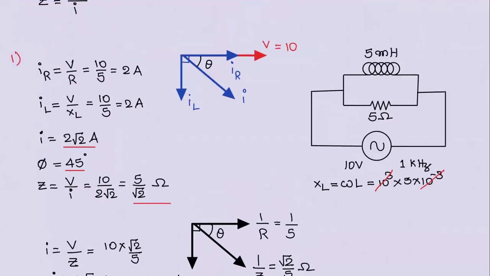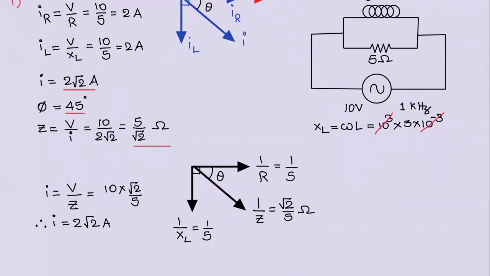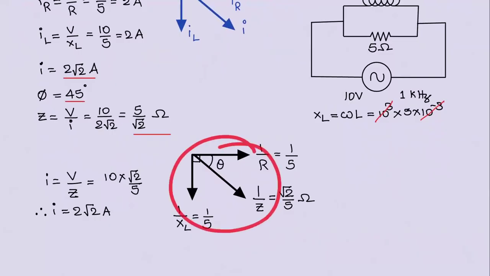Now, phase angle, these two are identical. So this angle is equal to this angle, right? So we can calculate here also. Here also we can calculate by using tan theta is equal to 1 by 5 by 1 by 5. Clear? That's it.